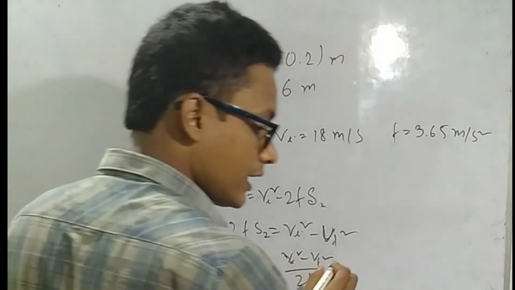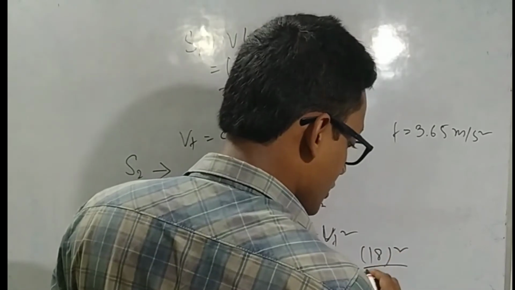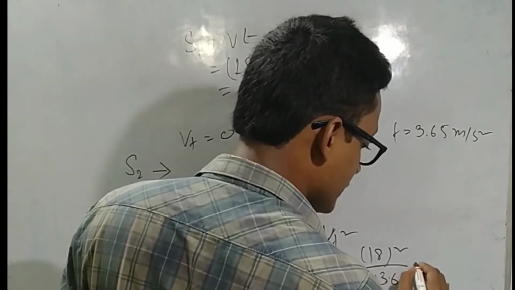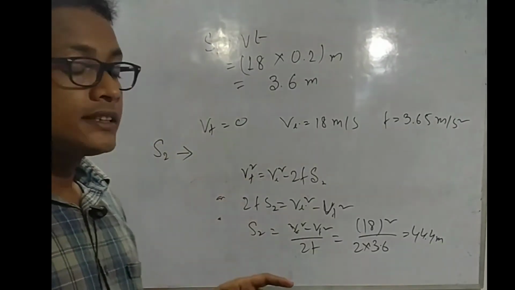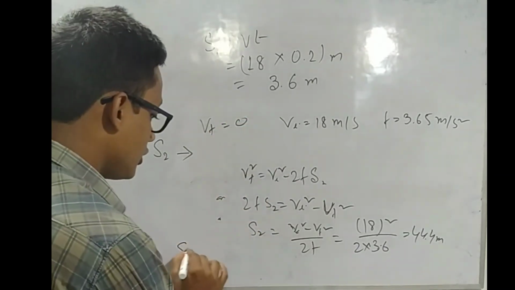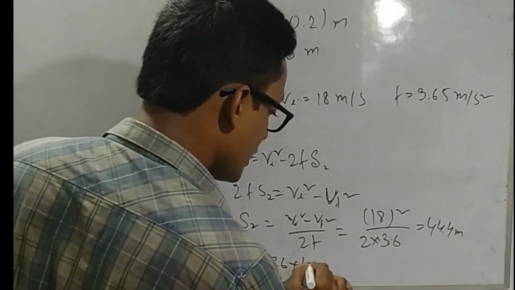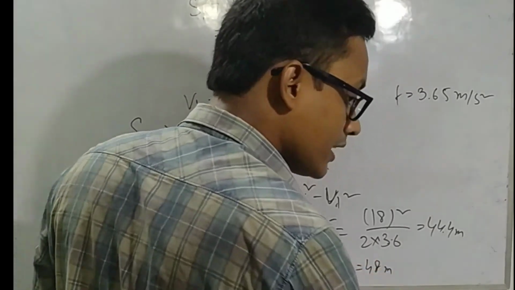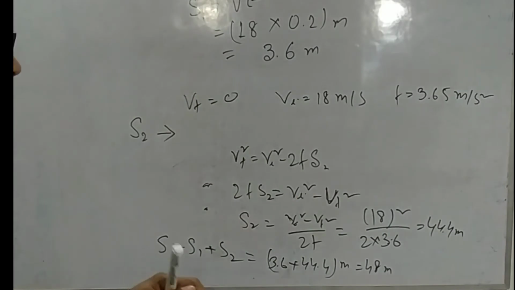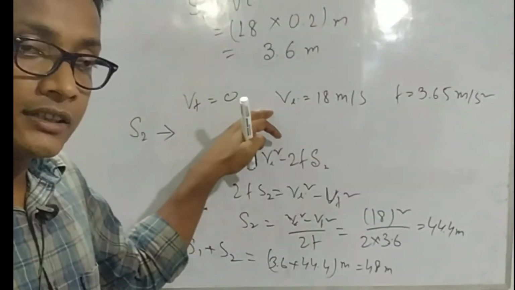Using the proper values we can calculate S2 is equal to 18 squared divided by 2 into 3.6, that is equal to 44.4 meters. Now the total distance traveled by the car, S, is equal to S1 plus S2, that is 3.6 plus 44.4 meters, which is equal to 48 meters. According to our question, 48 meters is greater than the distance given, so the car cannot stop within this range.